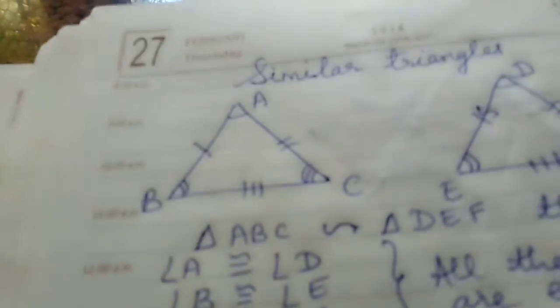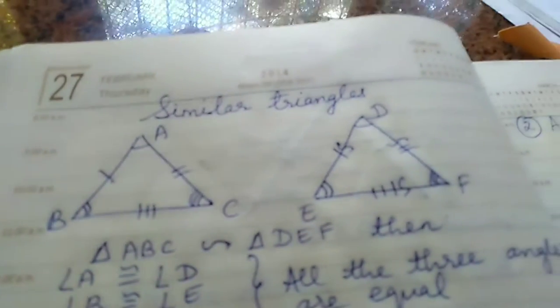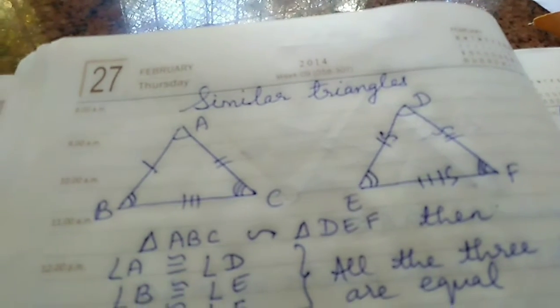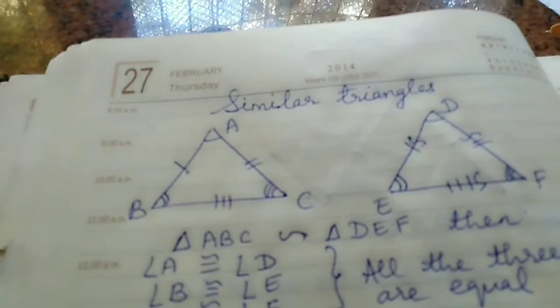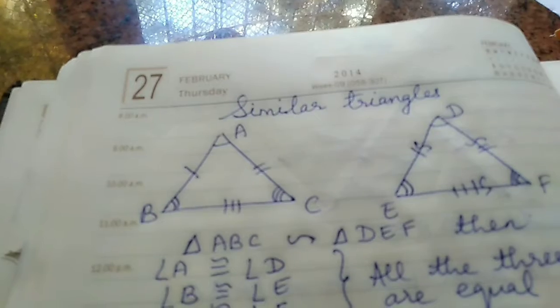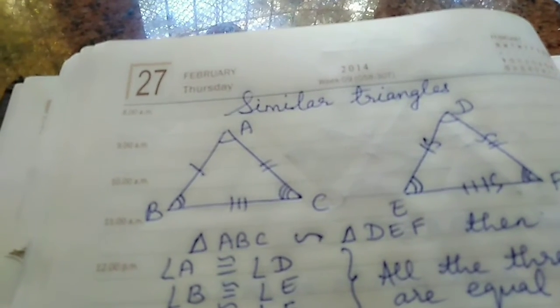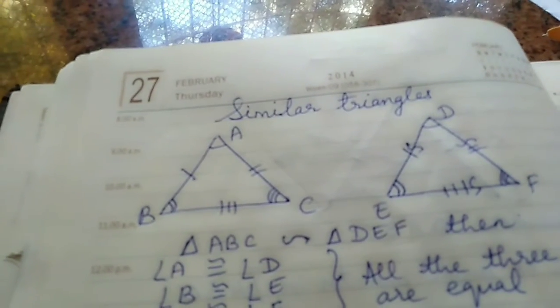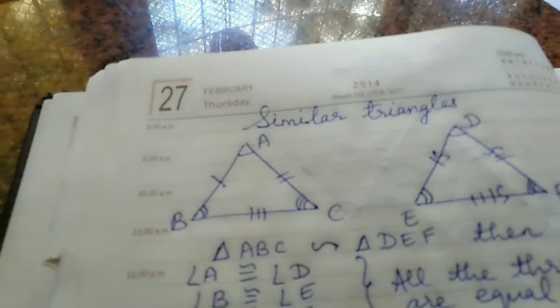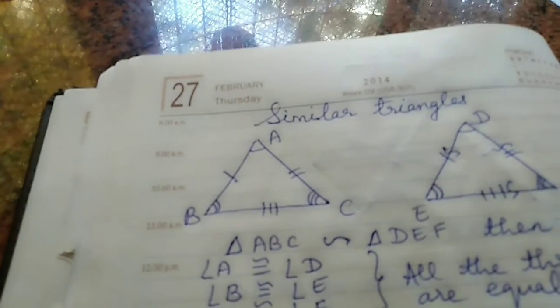Okay students, now we will study the similarity in triangles, or similar triangles. Now see here, you can see two triangles ABC and DEF. All the three angles you see are the same. Angle A is equal to angle D, angle B is equal to angle E, and angle C is equal to angle F. So all the three angles of these two triangles are the same.